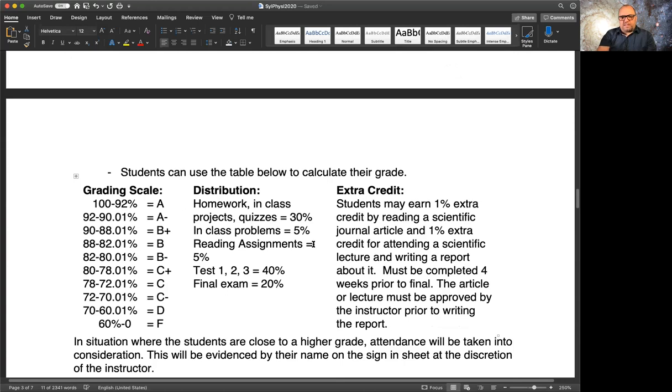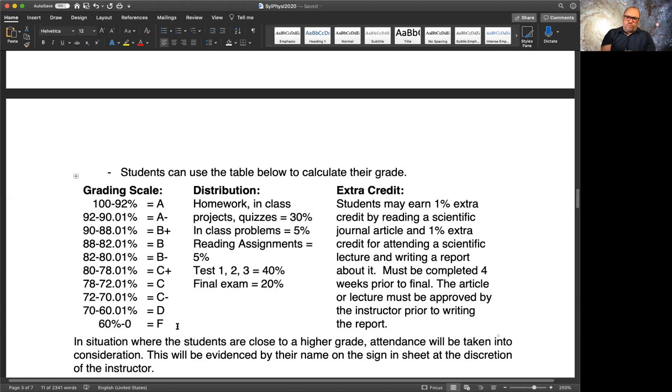So let's look at the breakdown of what's possible here. Now, if you get 60% or less, that is technically an F. 60 to 70% is a D, but I don't want anyone to fall in that range. And so when we have our daily Zoom meetings, we can check in, make sure that everything's getting done.